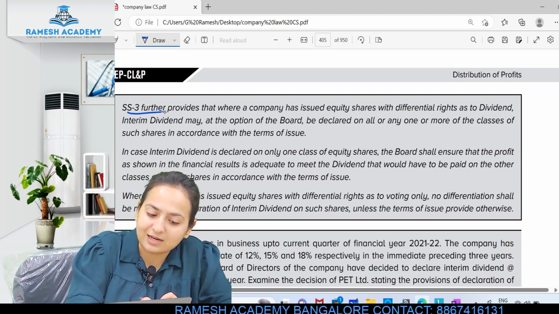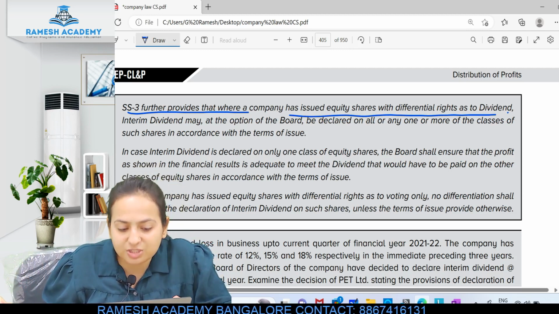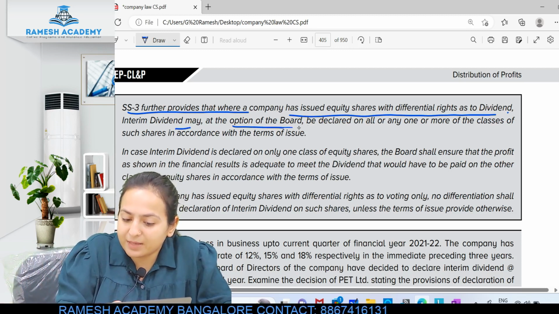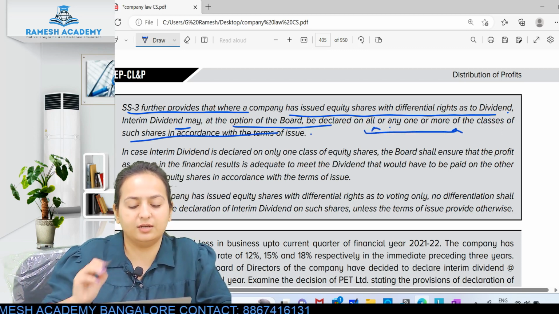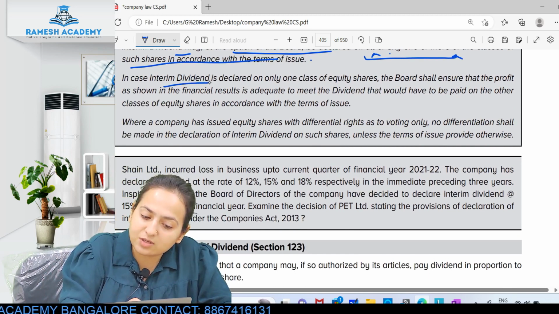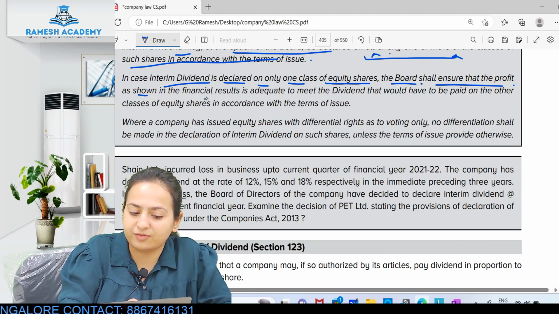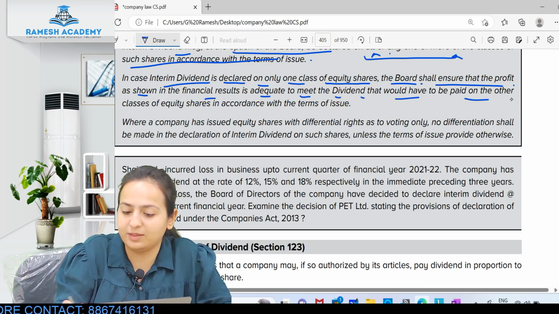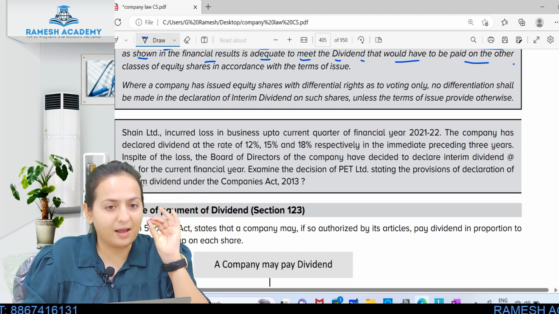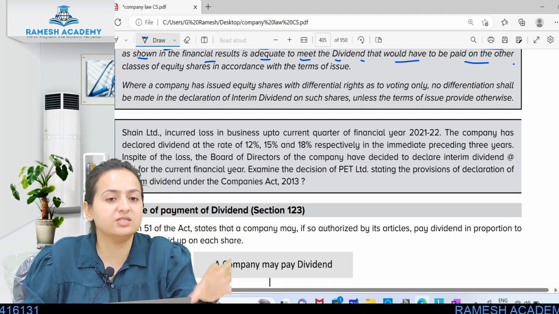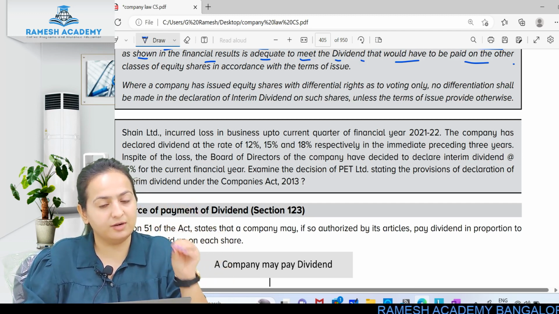Under Secretarial Standard 3, where the company has issued equity shares with differential rights, the interim dividend may at its option be declared on all or more of the classes of such shares in accordance with the terms of issue. If the interim dividend is declared only for one class, the board shall ensure that the profits are adequate to meet the dividend. Simply, take the 3 years' average dividend declared, and that will be the maximum amount of the interim dividend for the current financial year.